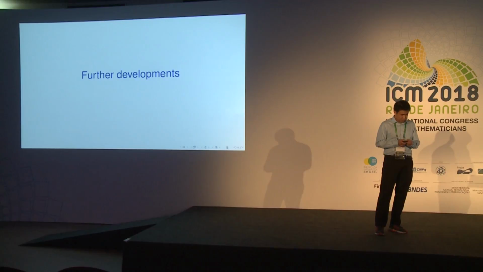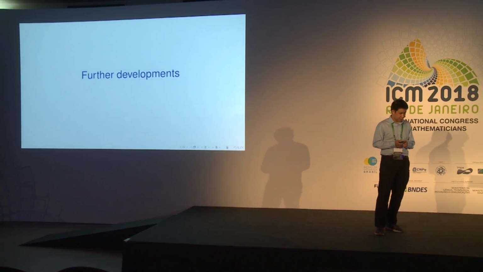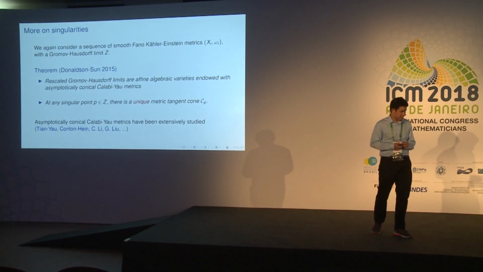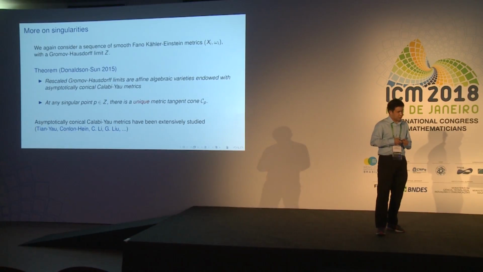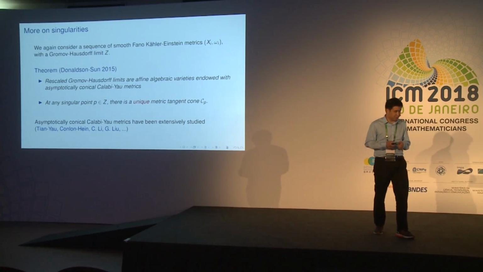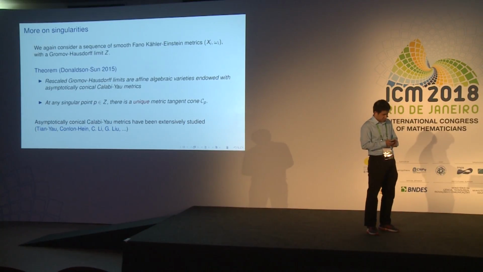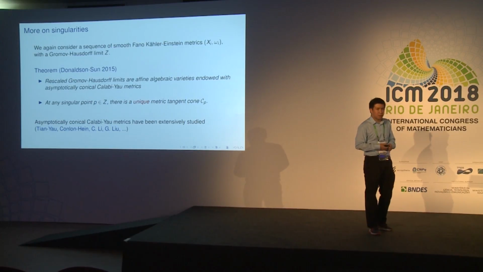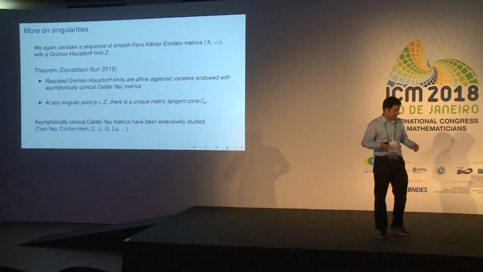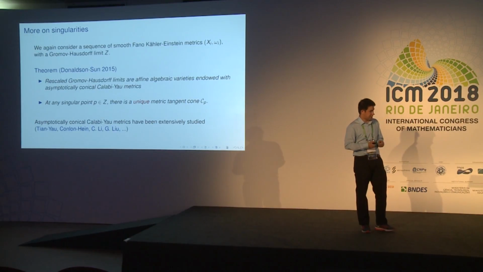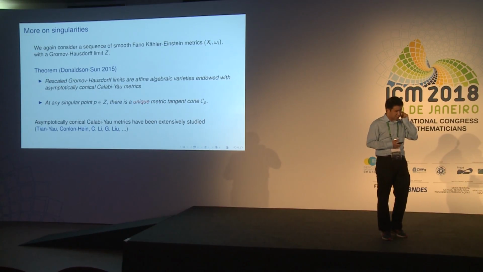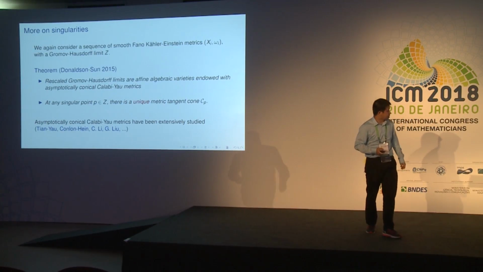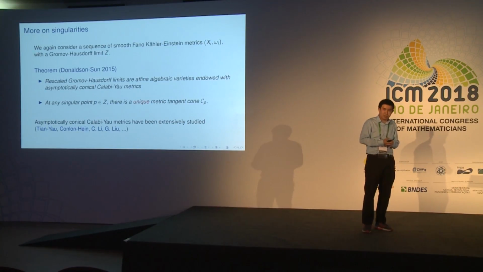So now let me talk about some further developments along these lines, connecting differential geometric objects to algebraic geometry. So first, for singularities, for simplicity, we just consider this Gromov-Hausdorff limit of smooth Kähler-Einstein metrics. Then at each singularity of the limit, before we take the limit, we can rescale the metric and that scaling factor goes to infinity. Then we will get complete metric spaces, and it turns out that these spaces are also algebraic. They are affine algebraic varieties endowed with Ricci flat metrics, which are conical at infinity.